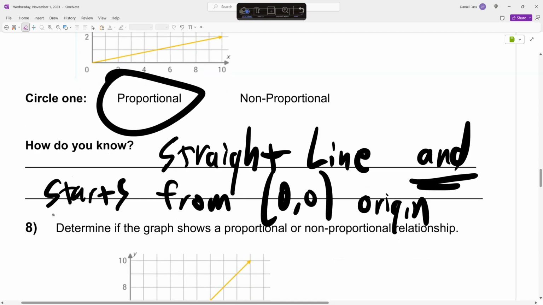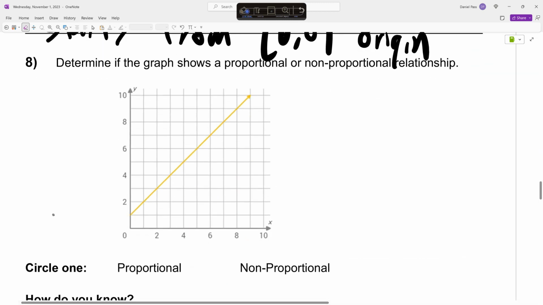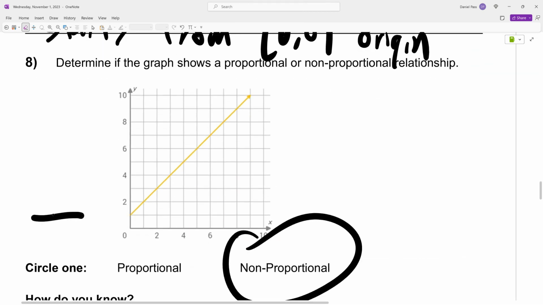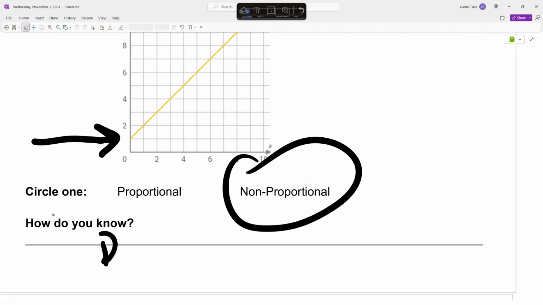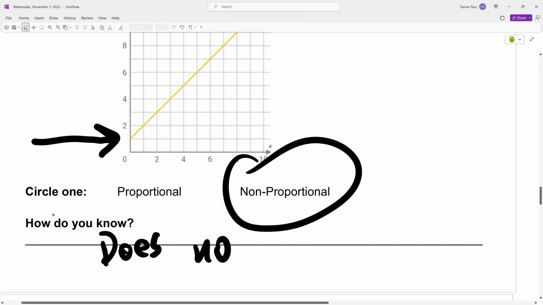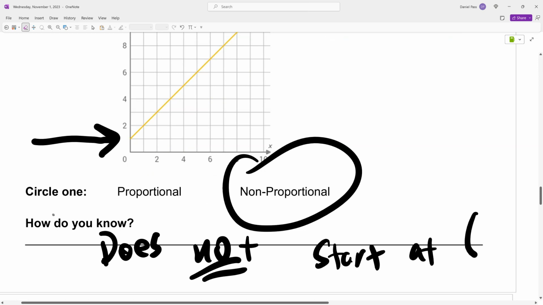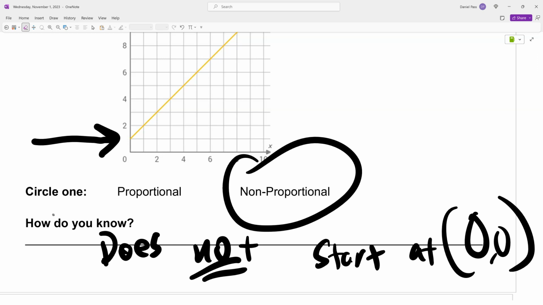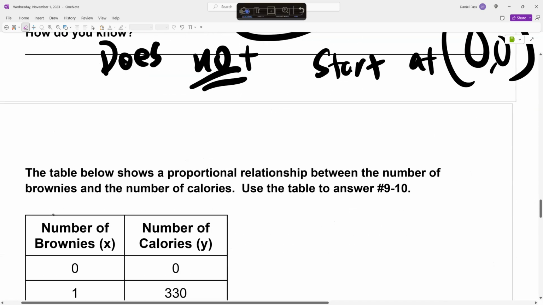Okay. All right. Number 8. Proportional or not? Non-proportional. No, because it doesn't really hit right at 0. It hits at 1, right? So it does not start at 0, 0 or the origin. Okay. Good job, Mr. Raiden.